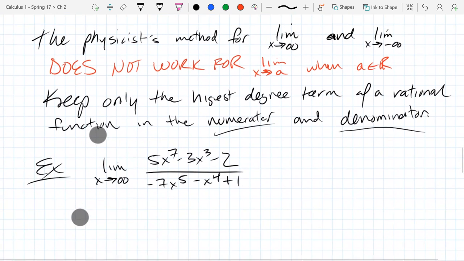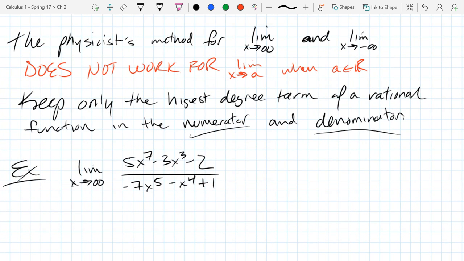So we're going to use the physicist method here. What is the highest degree term in the numerator? 7. So we have the degree 7 term, and we're going to keep, and you don't just keep x to the 7th, you keep the entire term. The 5 goes with it. And for the denominator, these are in increasing order, so the denominator is that first term, negative 7x to the 5th.